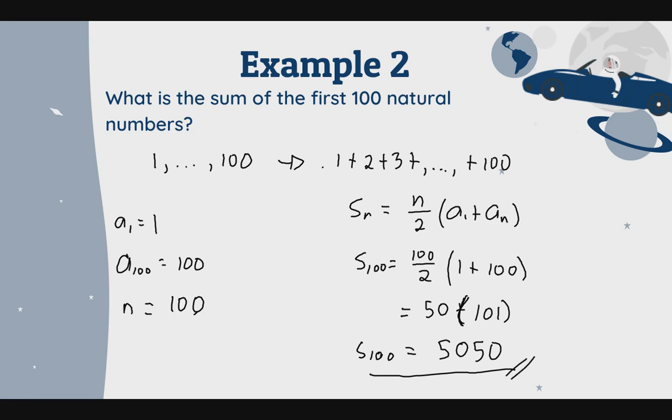So again, I just want to emphasize that this is our arithmetic sequence, and this is an arithmetic series. As you can see, they have their differences. An arithmetic sequence is separated by commas, while the series has a plus sign in between terms.